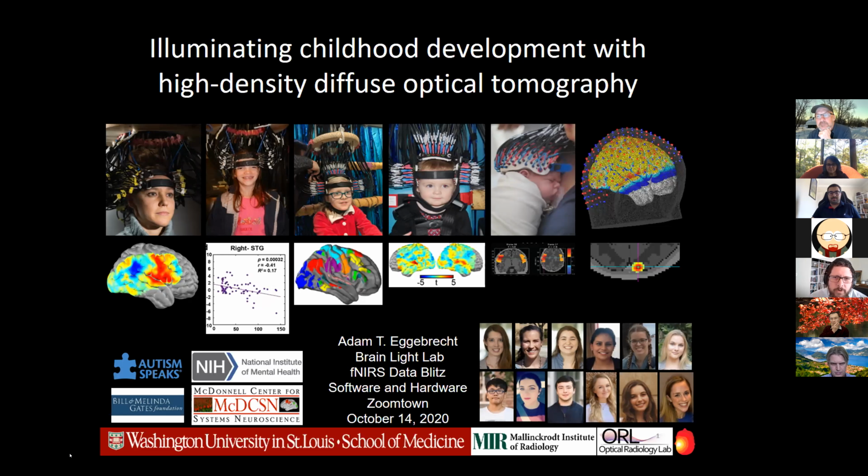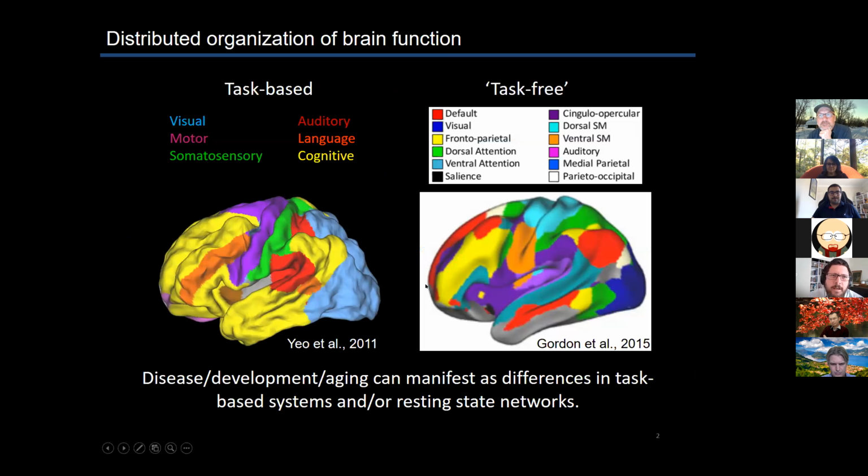One big thing that we focus on in the lab is that brain function is distributed across the whole field of view. We want to focus on trying to capture as much of the variability in brain function as we possibly can using the optical methods, because task-based and task-free assessments of brain function can be modulated by disease development and aging.